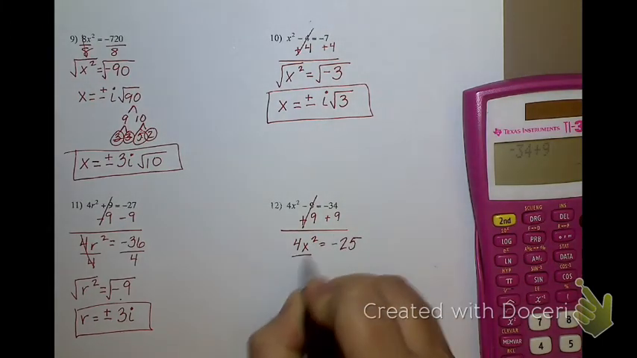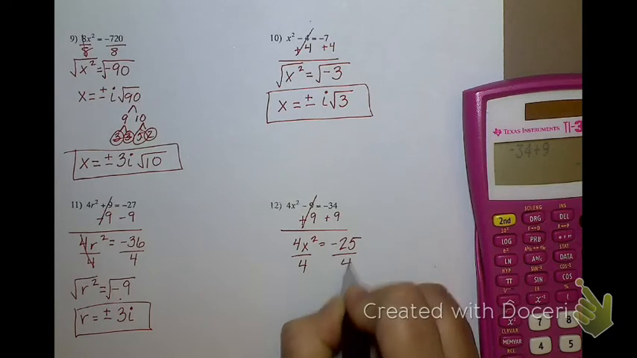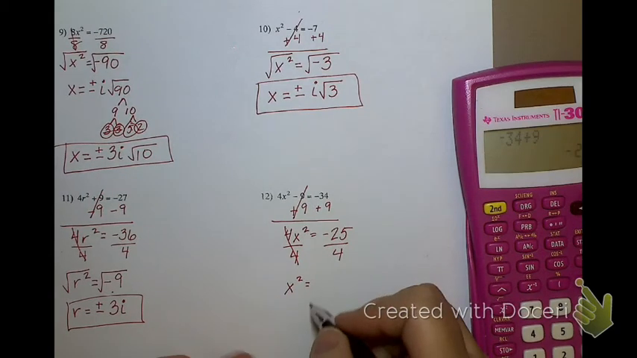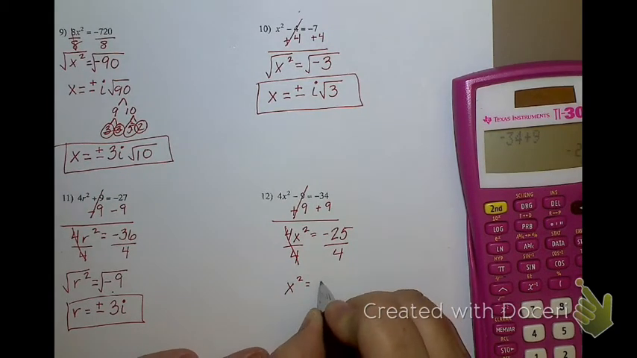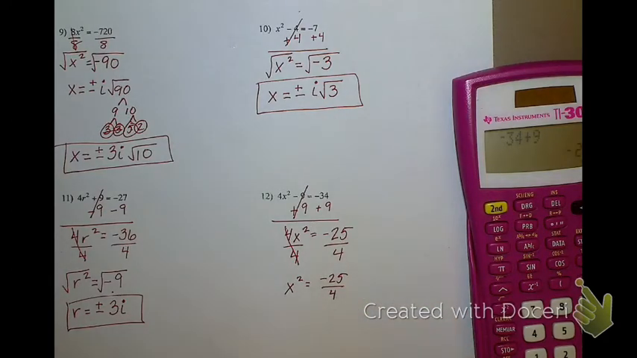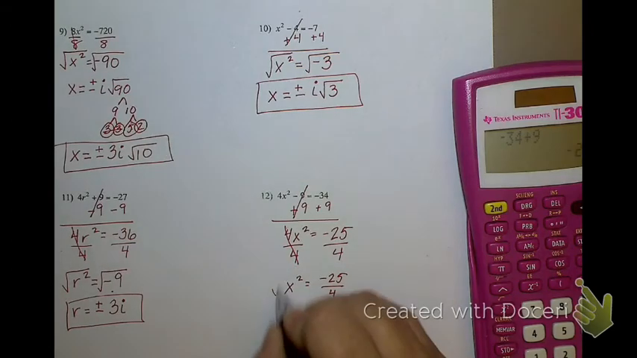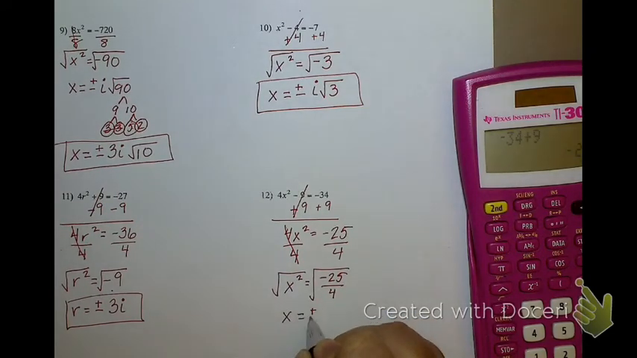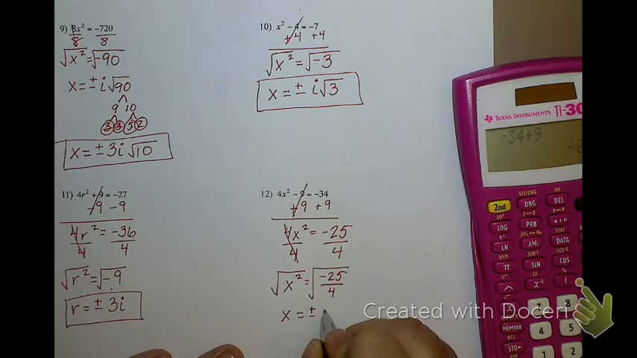Shoot, Mrs. Franken, we were doing so great until you threw those fractions in there. Yep. Fractions. But that fraction isn't bad. Why? Because you can take the square root of 25 and the square root of 4 pretty easily. Right? So, my answer is going to be x equals plus or minus i.